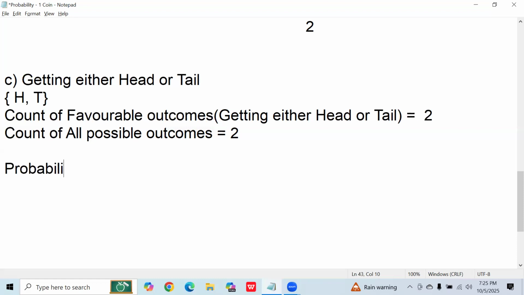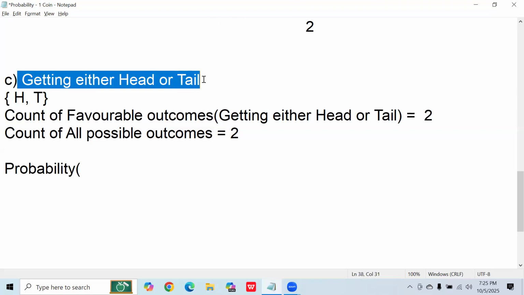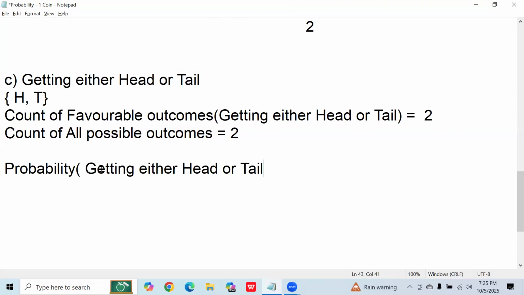So the probability of getting either head or tail: what are the favorable outcomes? 2. What are all possible outcomes? 2. So 2 upon 2 becomes 1. So the probability of getting either head or tail is 1.